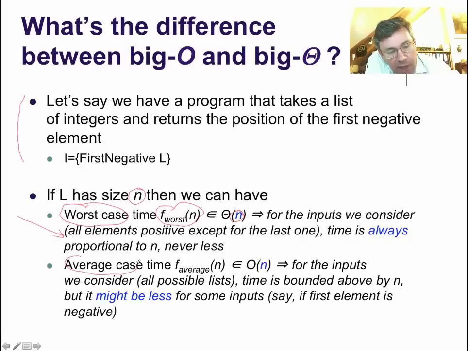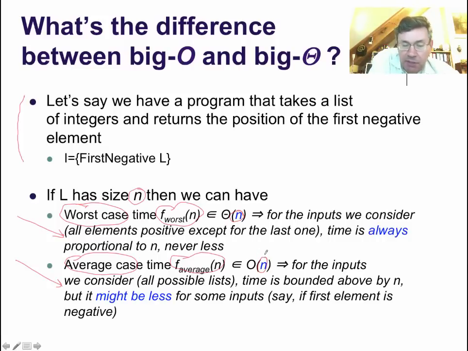Now let's take a look at the average case, F average. Now, what inputs are we considering? We're looking at all possible lists. They might have different probabilities, but assume that all the possible lists are possible inputs. In that case, some of those lists will be very fast, order 1, constant. Some will be slow, order n. But they're all bounded above by n. So the average time complexity is O n.